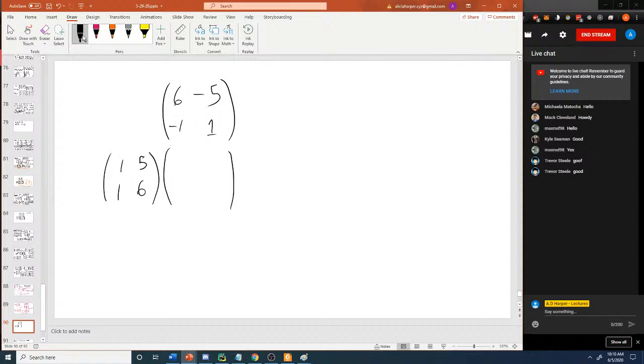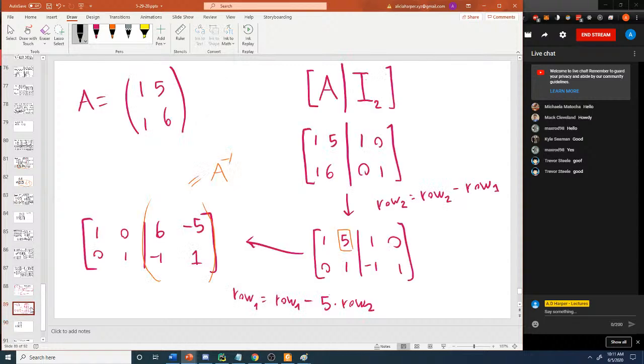If I multiply this column with this row, I see right away that I get 1. This column with this row, I get 0. This column with this row, I get 0. And this column with this row, I get 1. So this thing right here is definitely the inverse matrix of A. So this is how we use elementary row operations to compute matrix inverses.